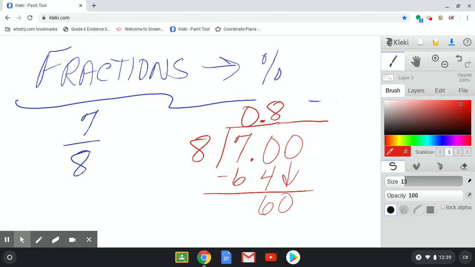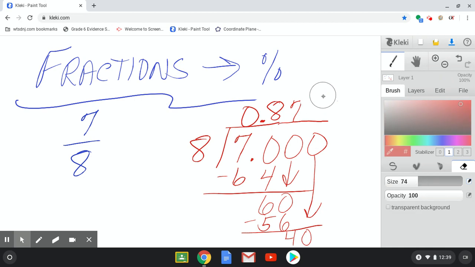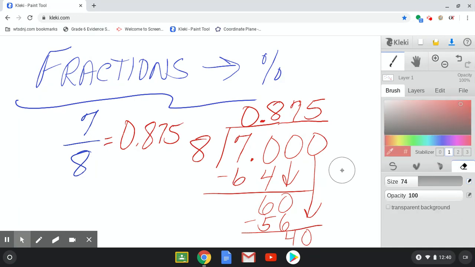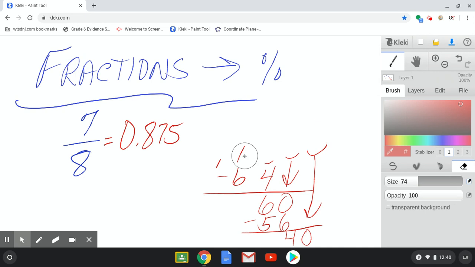8 goes into 60 7 times without going over. That's 56. I'm going to be left with 4. I'm going to add one more 0 because I'm noticing that this will become 40. And I know that 8 goes into 40 exactly 5 times. And this would come down to 0 because I would subtract 40 here and I would be down to 0. So 7/8 is equivalent to 0.875 as a decimal.